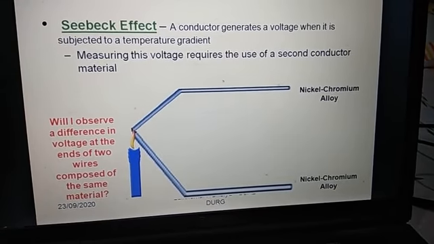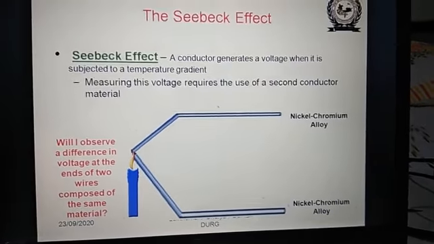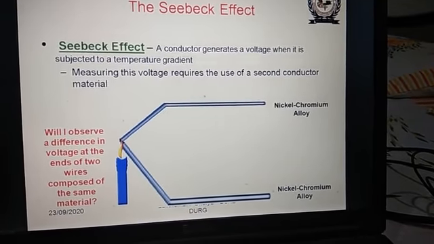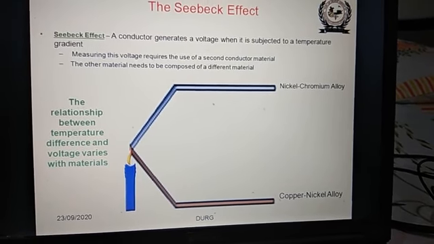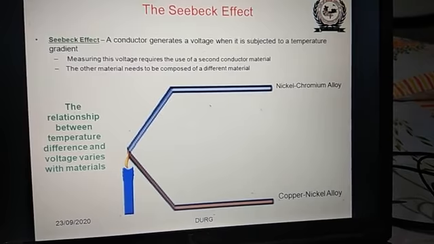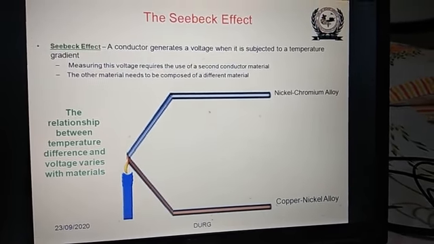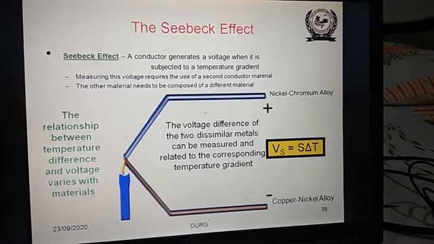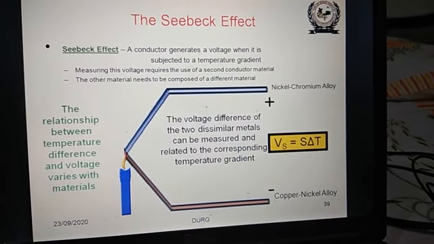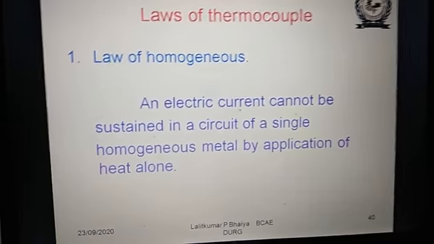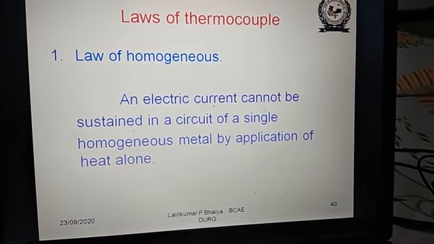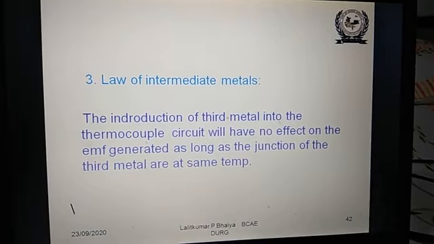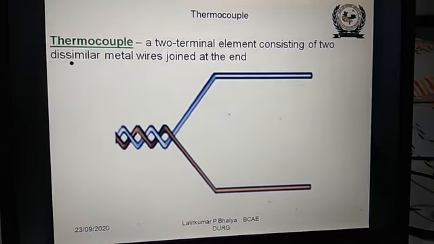If two metals are the same, is there any change? Is there any voltage proportional to the temperature change? And if two dissimilar metals form a thermocouple, a change in temperature between the two metals gives a voltage proportional at the two ends. This can be measured like this, as we have already seen. Then we have seen the laws of thermocouple: law of homogeneous metals, law of successive and intermediate temperatures, and law of intermediate metals.